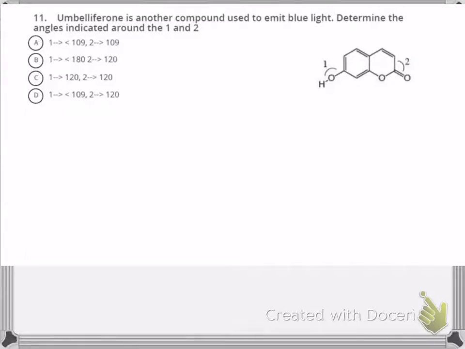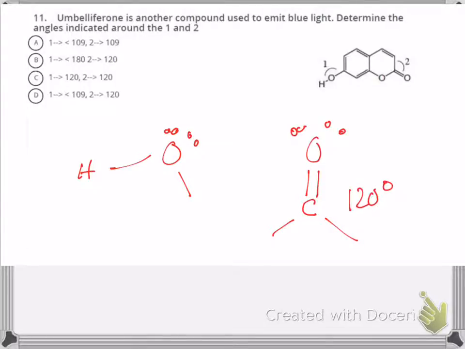Next molecule has 2 different environments of oxygen atoms. In one, we have the tetrahedral electronic environment, or molecular bent, versus the trigonal planar environment. Here we see 120 degrees for the trigonal planar versus 109 degrees, or slightly less than 109 degrees because of the lone pairs. And we would pick D.